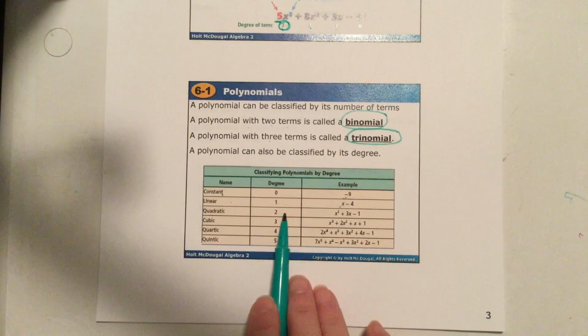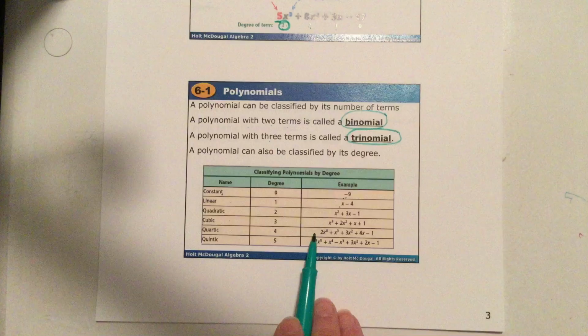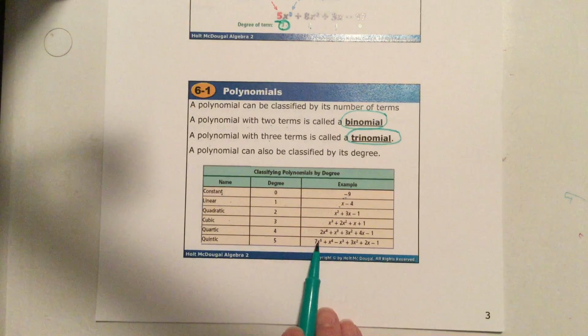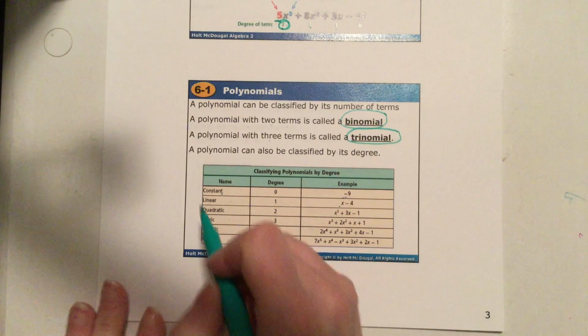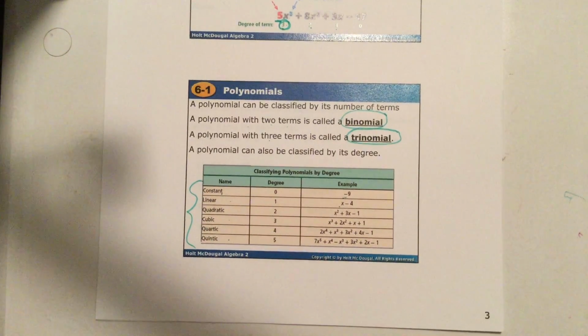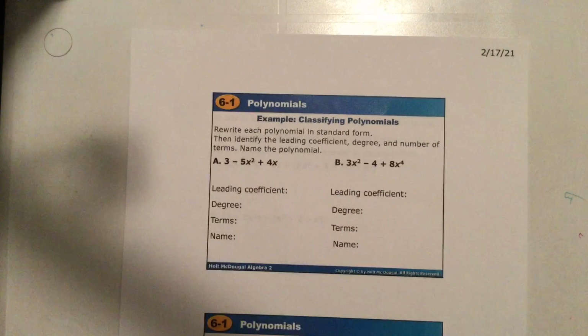If your highest degree is 2, it's quadratic. 3 is cubic. 4 is quartic. 5 is quintic. After 5, you would just say 6th degree, 7th degree, 8th degree. But there are special names all the way up and through 5. So let's go ahead and put some polynomials in standard form.